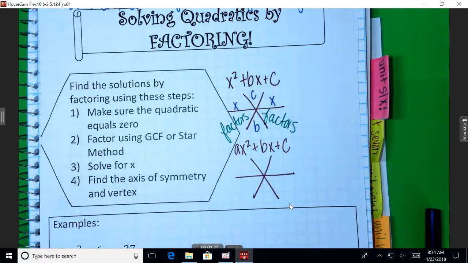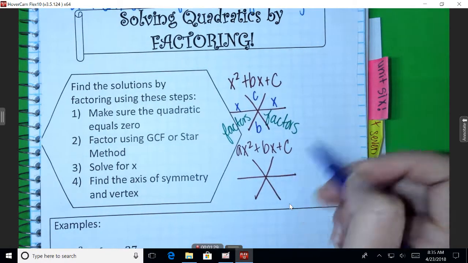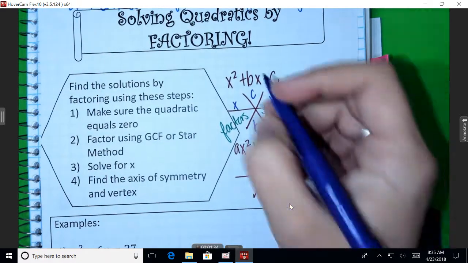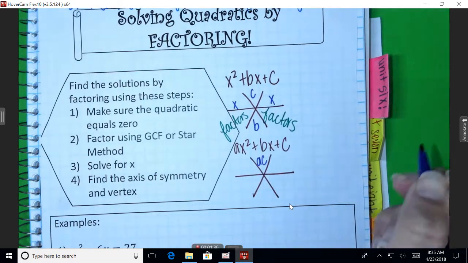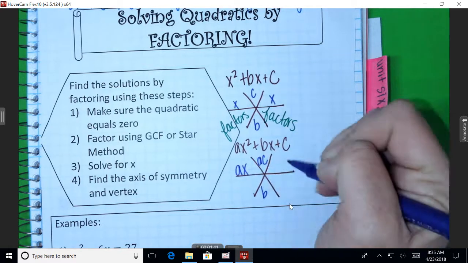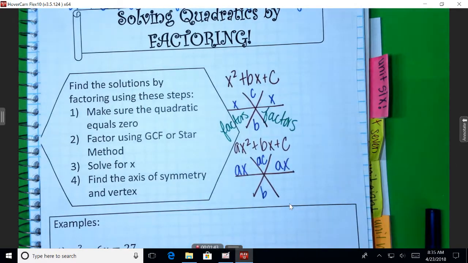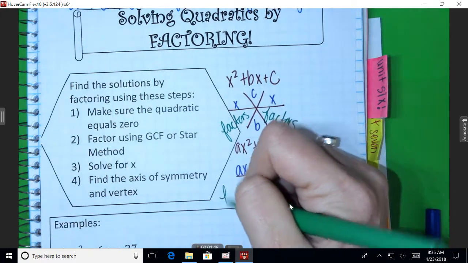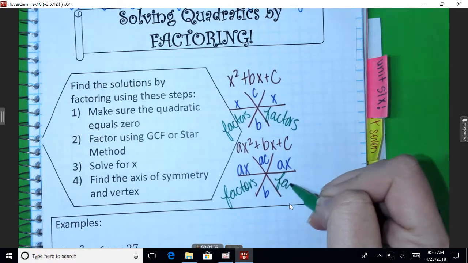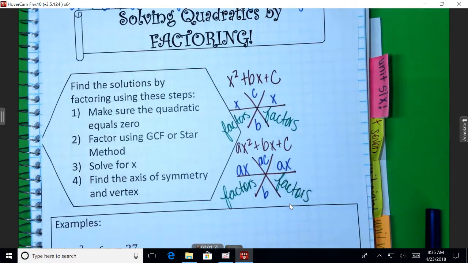Alright, so if it's ax squared plus bx plus c, what goes in the top? AC. And what goes in the bottom? B. And then remember it's ax and ax. And it's our factors again, but what do we have to do to our star when it's in this form? Reduce. Take a point. This was just like 1 unit ago. It was just like a week and a half.